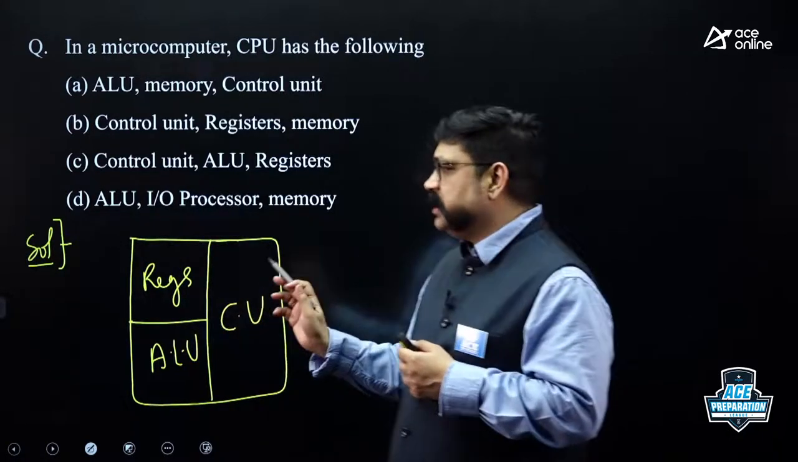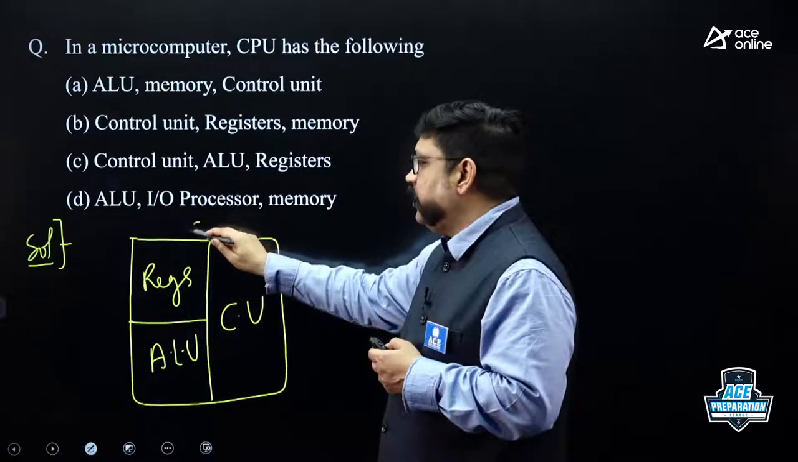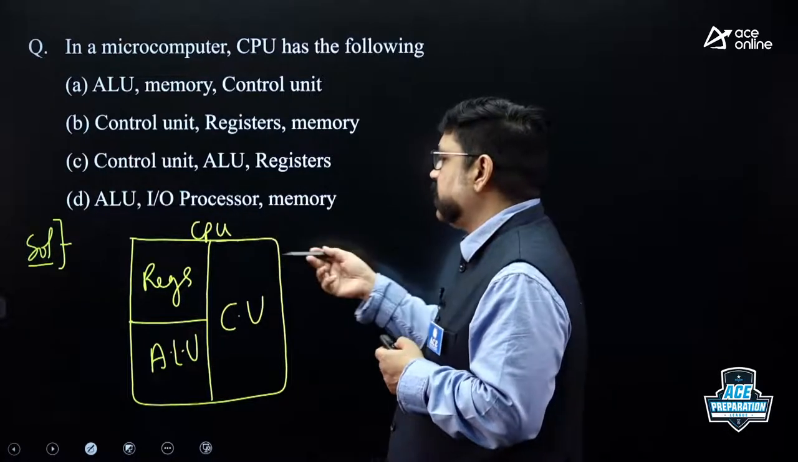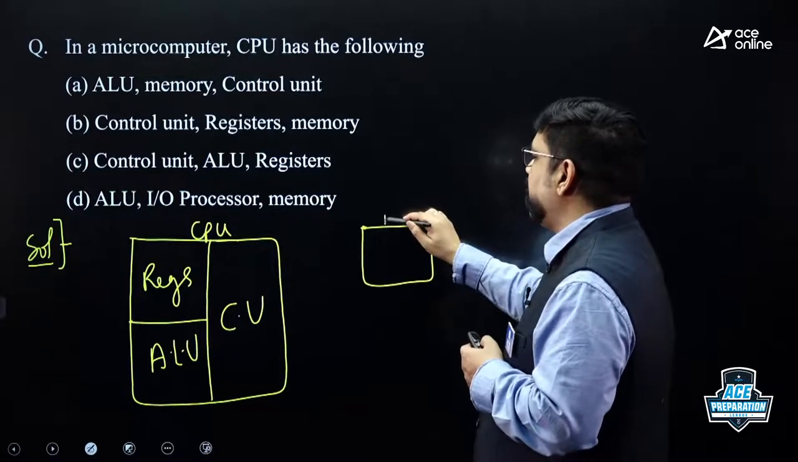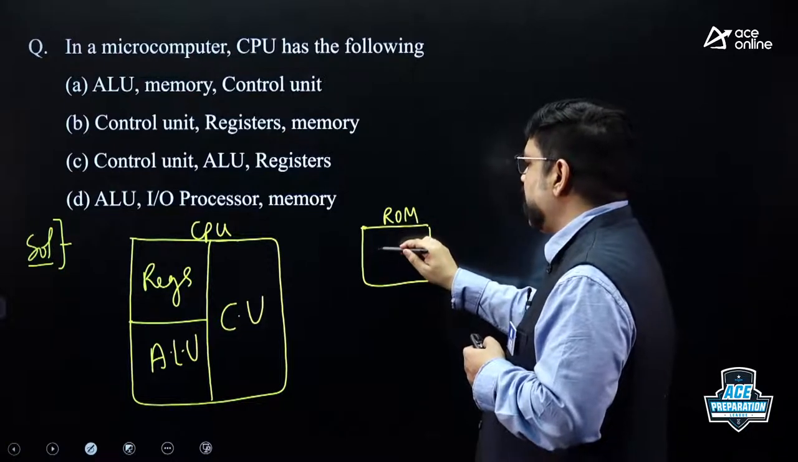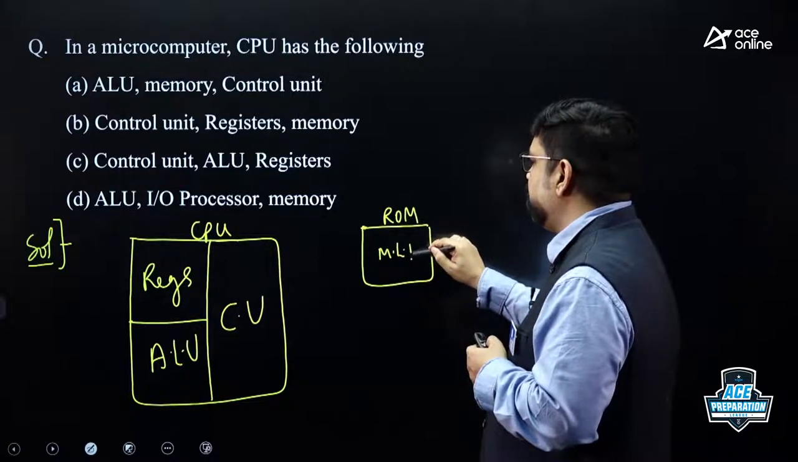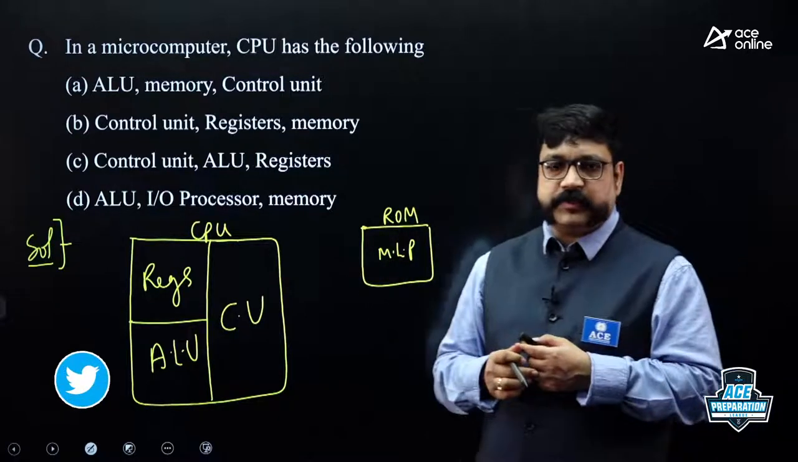Only three main building blocks will be there in a microprocessor, right? That you call CPU or microprocessor, whatever it is. You will store the program in the external memory. Which type of memory? A permanent memory. Your idea will be stored in this memory in the form of machine language. MLP means machine language program.